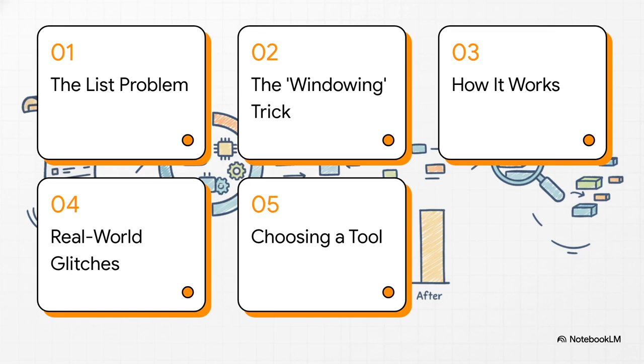So here's the game plan. First, we'll dig into exactly why these massive lists break our apps. Then, we'll check out the solution, this cool trick called virtualization. After that, we'll get into the nitty-gritty of how it works, look at some of the weird glitches you might run into, and finally, we'll help you pick the right tool for the job.